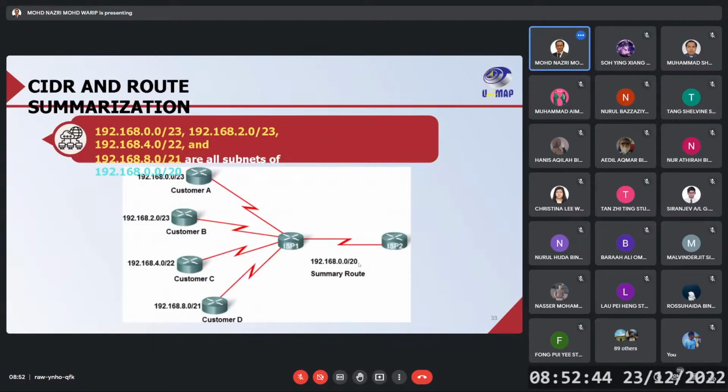That means the process is after that, when the router forwards the routing table to ISP1, and here in customer B, for example, they forward the routing table to this ISP, same as this. Okay, so what happened in ISP? They will do CIDR, and they will do route summarization and it becomes 0.0/20. Okay.